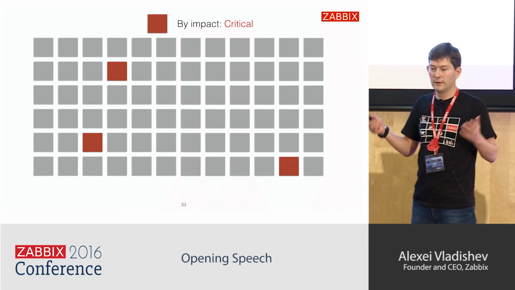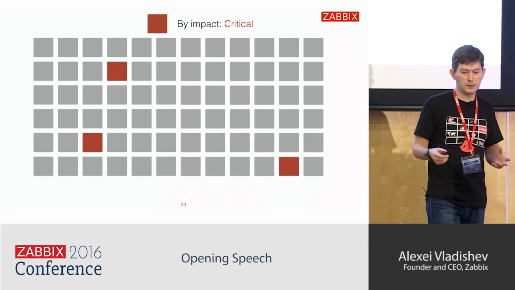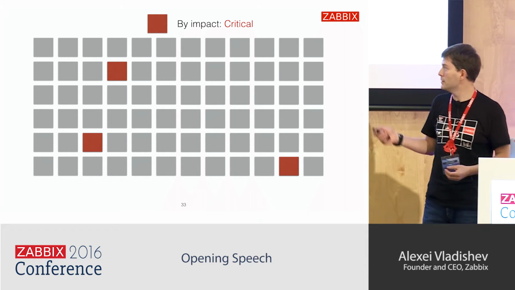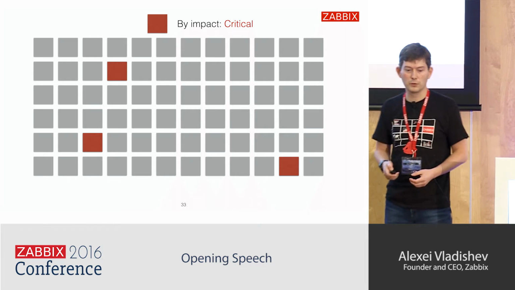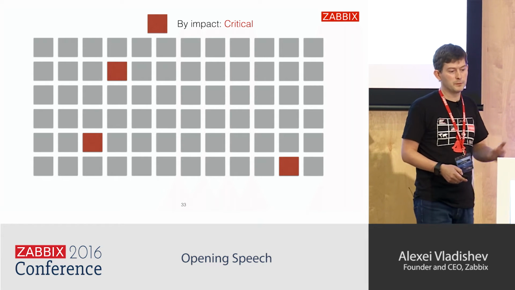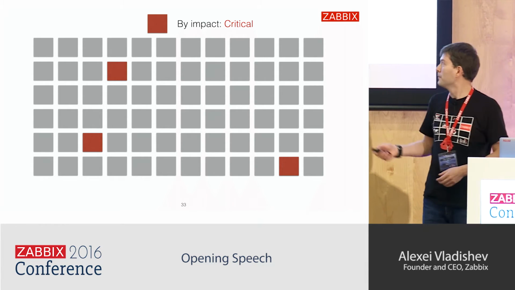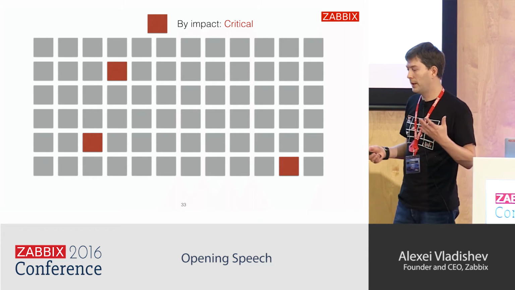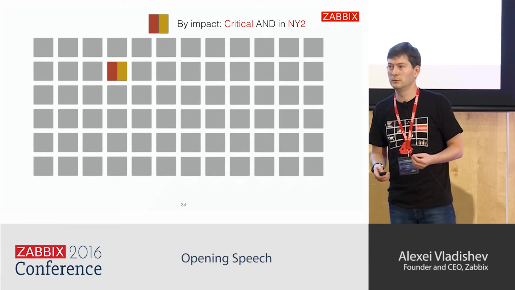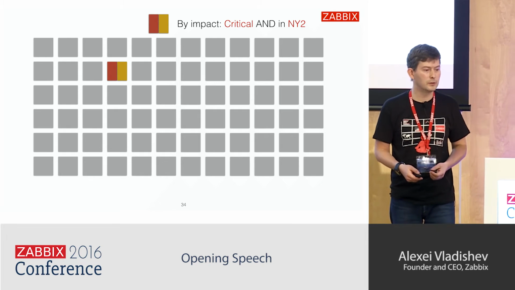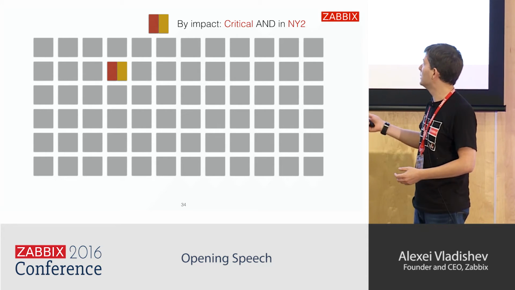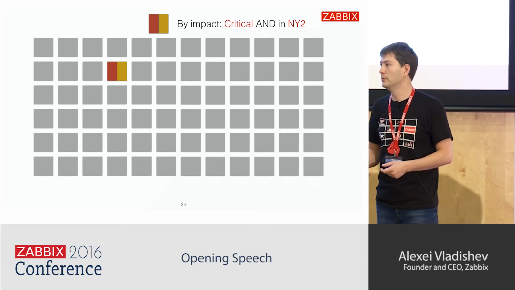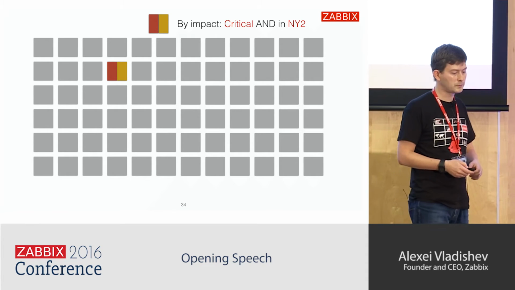So I have thousands of problems, but only a few critical problems, and this is my primary responsibility. I need to fix those problems as soon as possible, being responsible for the services. Or I may filter by a combination of tags, like New York data center and a very critical impact to our users. And it appears that I've got only one problem to be focused on right now.